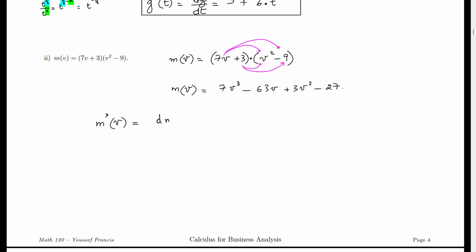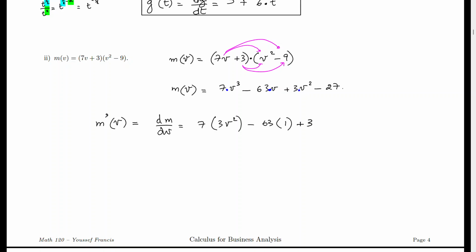So the dm over dv, that's the derivative of the function m with respect to v. And just like before, we're going to use the basic rules. Keep in mind 7 is being multiplied with the v cubed, the 63 is being multiplied with the v, the 3 is multiplied with the v squared. And so ignore the 7 and just differentiate the v cubed. That's 3v squared. Next, we ignore the 63. We differentiate the v, which is just 1.